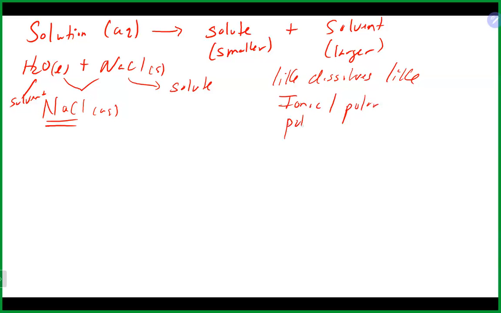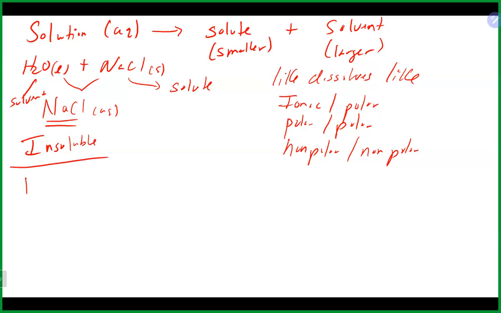Things that are polar and polar are soluble in each other. Things that are nonpolar and nonpolar are soluble in each other. You run into a little trouble again if you want to cross over, when you take something that's polar and nonpolar.